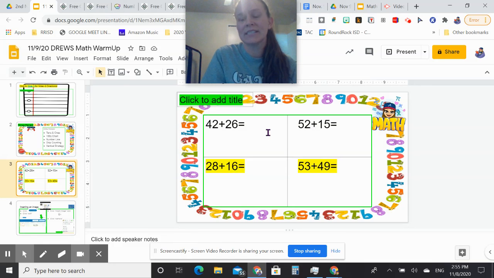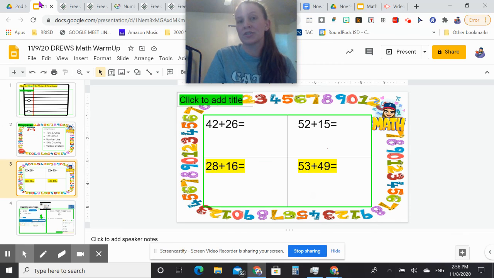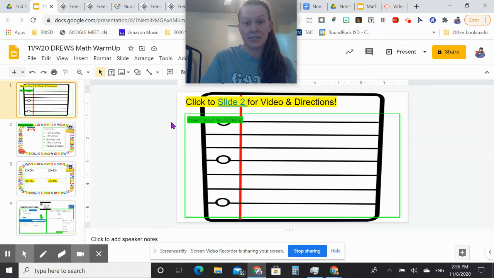So again, we either want to see it vertical, or with tens and ones like you did here. Or if you want to show it in a hundreds chart or skip counting or a number line, you can as well. But we want to see your answers on your paper. You're doing this on your paper today, and then you are inserting it like it says right here. So we want to see your work on your paper or on your dry erase board.